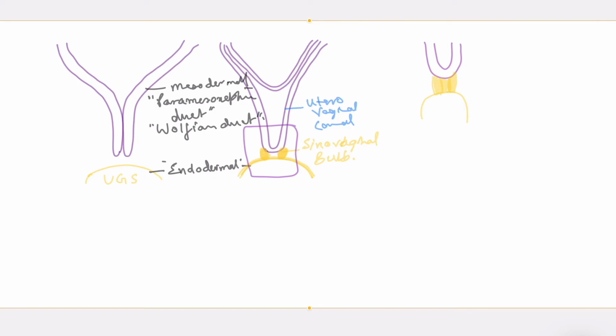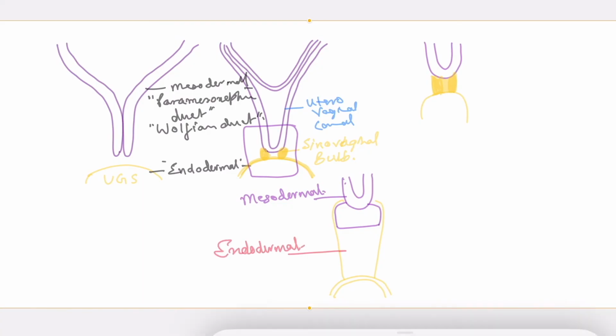The two sinovaginal bulbs fuse to form a solid plate here. So later on, this is the urogenital sinus, and this is the sinovaginal bulb, which has proliferated to form a solid plate, the vaginal plate, and from above the uterovaginal canal protrudes into it. Now, this uterovaginal canal also proliferates within this vaginal plate for the upper one third portion. This is mesodermal, this is endodermal, this is the solid vaginal plate.